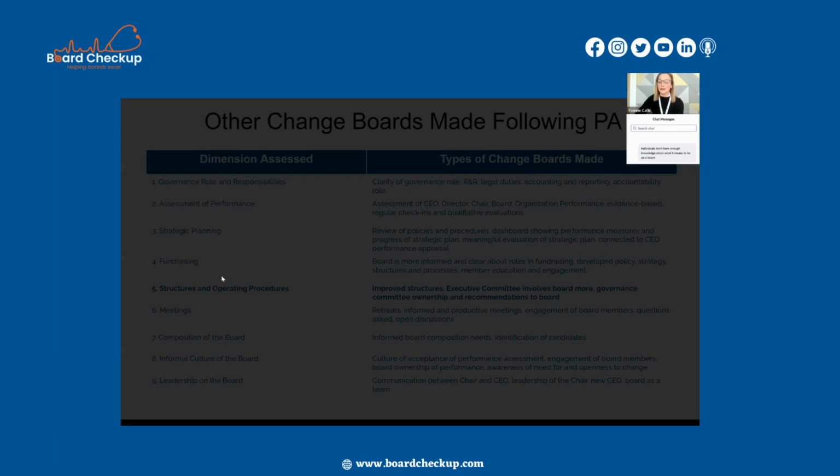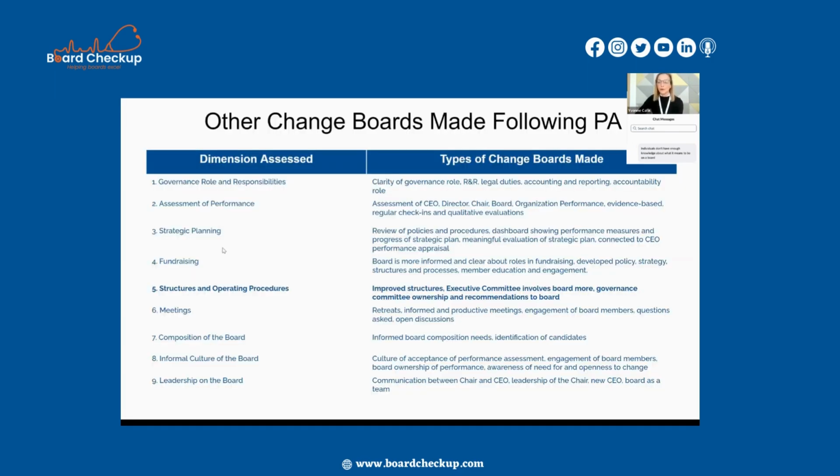And I'm going to show you here, these are all changes that boards have made following performance assessment. And you can see structures have improved, with lots of improvement around the executive committee being more engaged with the board, governance committee ownership over board development and functioning, and recommendations coming to the whole board for board deliberation. And that's just a sample of some of the changes that are made.